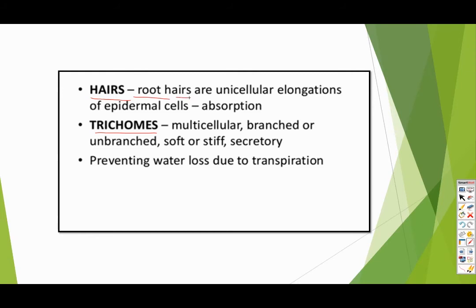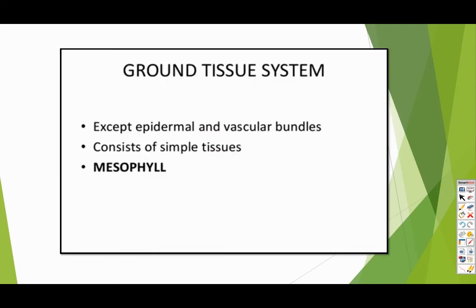Moving on to the next thing, the ground tissue system. Usually your ground tissue system comprises parenchyma, collenchyma, and sclerenchyma, and these are present in your mesophyll region. What is mesophyll? I'm sure you would have seen in a leaf you have an upper epidermis and a lower epidermis. Between these two you will have cells present like this. This region is your mesophyll, which comprises your ground tissue. Also cortex is part of your ground tissue system. So all these comprise your ground tissue system.